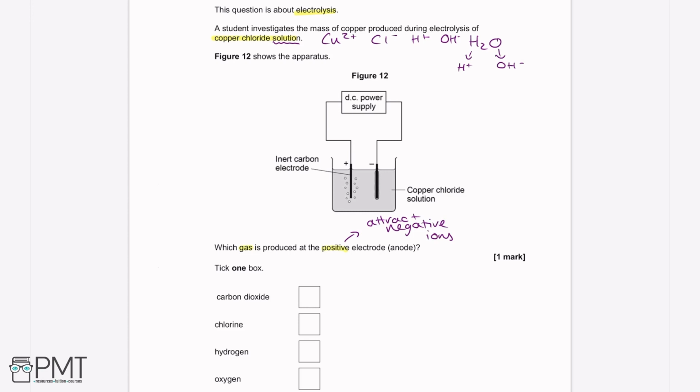So straight away, we can rule out the copper and the hydrogen ions. So we're left to think about maybe chlorine gas or this OH minus. Well, if you think back to the priority rules of what will be formed at each electrode, a halide ion will always take priority at the anode. Therefore, the answer to this question was chlorine gas, for 1 mark.